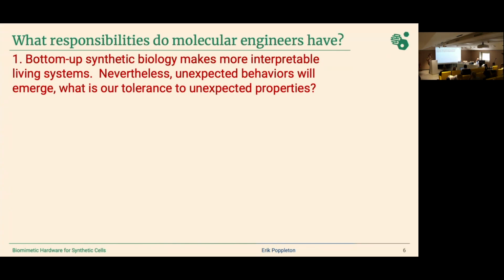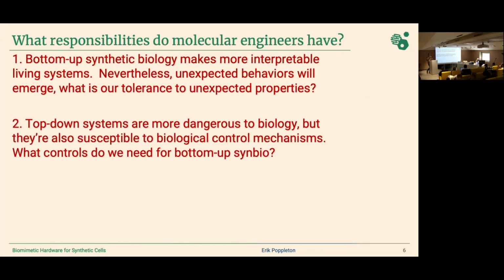And so it's important for us to ask ourselves, what is our tolerance for unexpected properties, and how much do we have to understand a system before we are willing to push it forward and use it for functional purposes? Second, top-down systems, we might say they're more dangerous to biology. If we're using a CRISPR system, for example, we always talk about this danger of off-target cuts and off-target mutations because it is able to interact directly with biology.